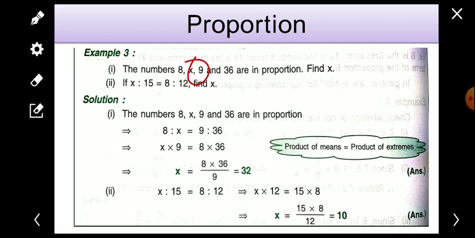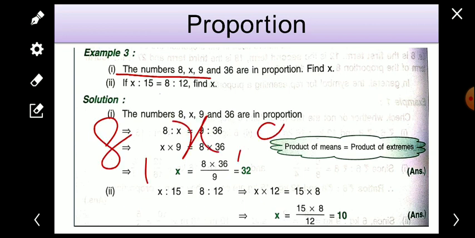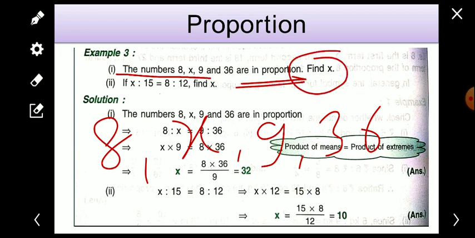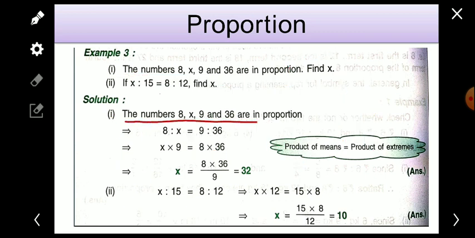Okay, we have to find the value of x here. It is saying that four numbers are given, 8, x, 9 and 36, and they are in proportion. So we have to find x. If they are in proportion, then 8 is to x is equal to 9 is to 36.